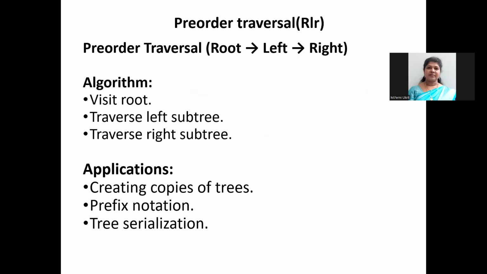Okay. So next we will see pre-order traversal. In pre-order traversal, you have to follow this technique. First, you have to traverse the root. Next, you have to traverse the left, and next you have to traverse the right. So visit the root, traverse the left subtree, then the right subtree. These traversal applications are mainly used for creating copies of trees and for prefix notation. In expression trees, you will have a prefix, right? So prefix notation is useful, and also in tree serialization.